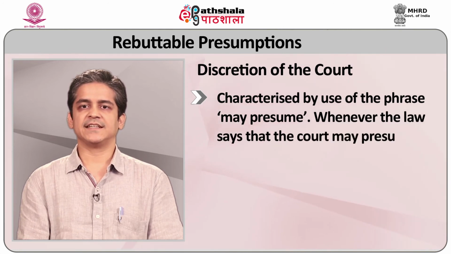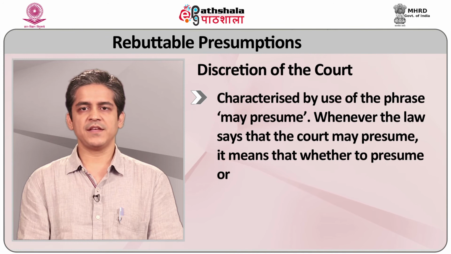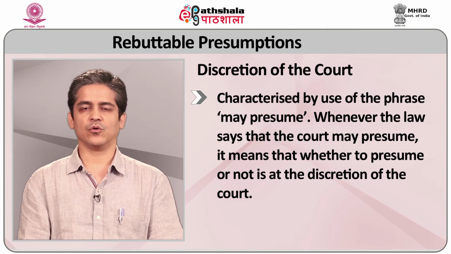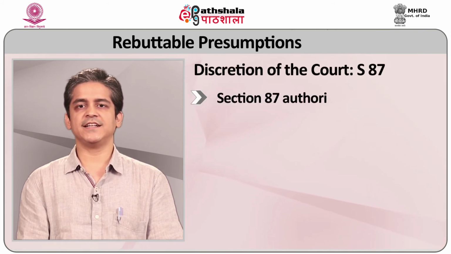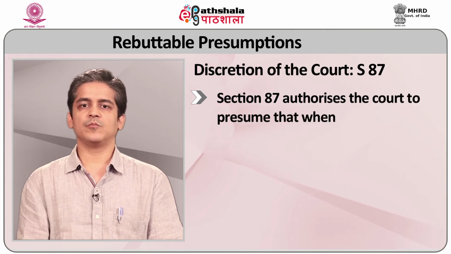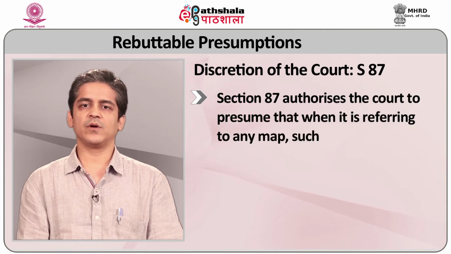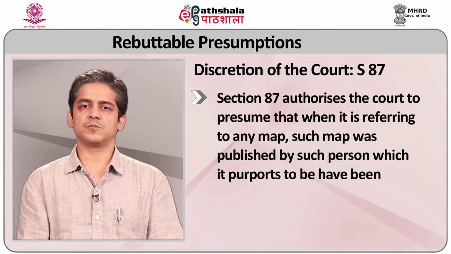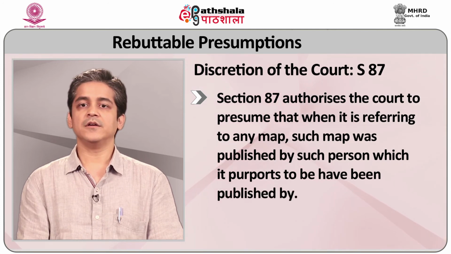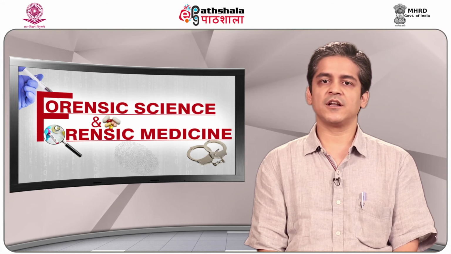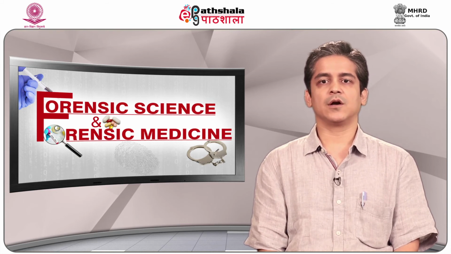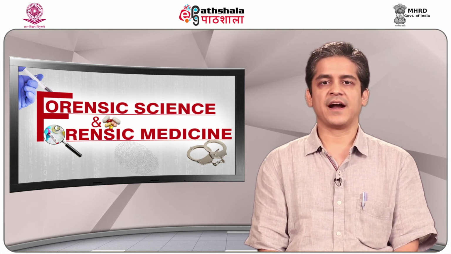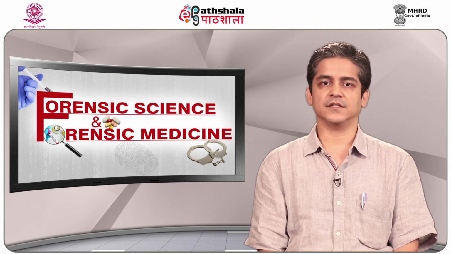Whenever the law says that the court may presume, it means that whether to presume or not is at the discretion of the court. For example, Section 87 authorizes the court to presume that when it is referring to any map, such map was published by such person which it purports to have been published by. So, if there is a map which was purportedly prepared by Mr. X, the court can presume that it was indeed Mr. X who had prepared that map without inquiring further.